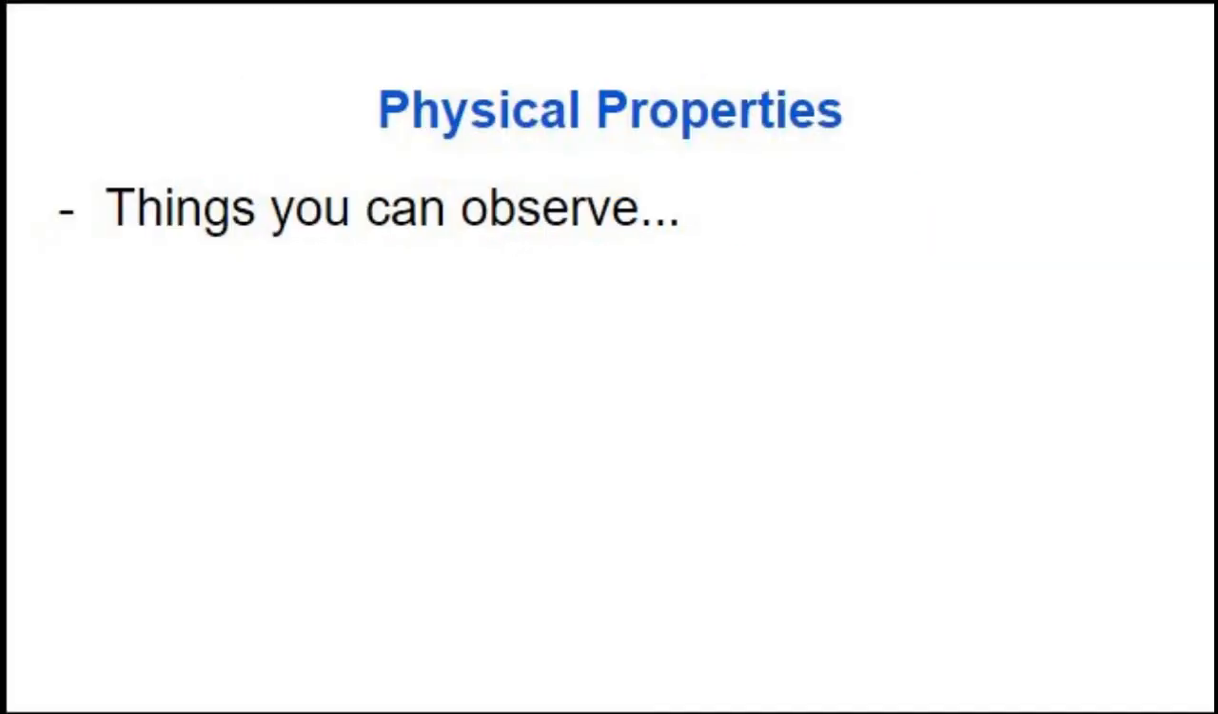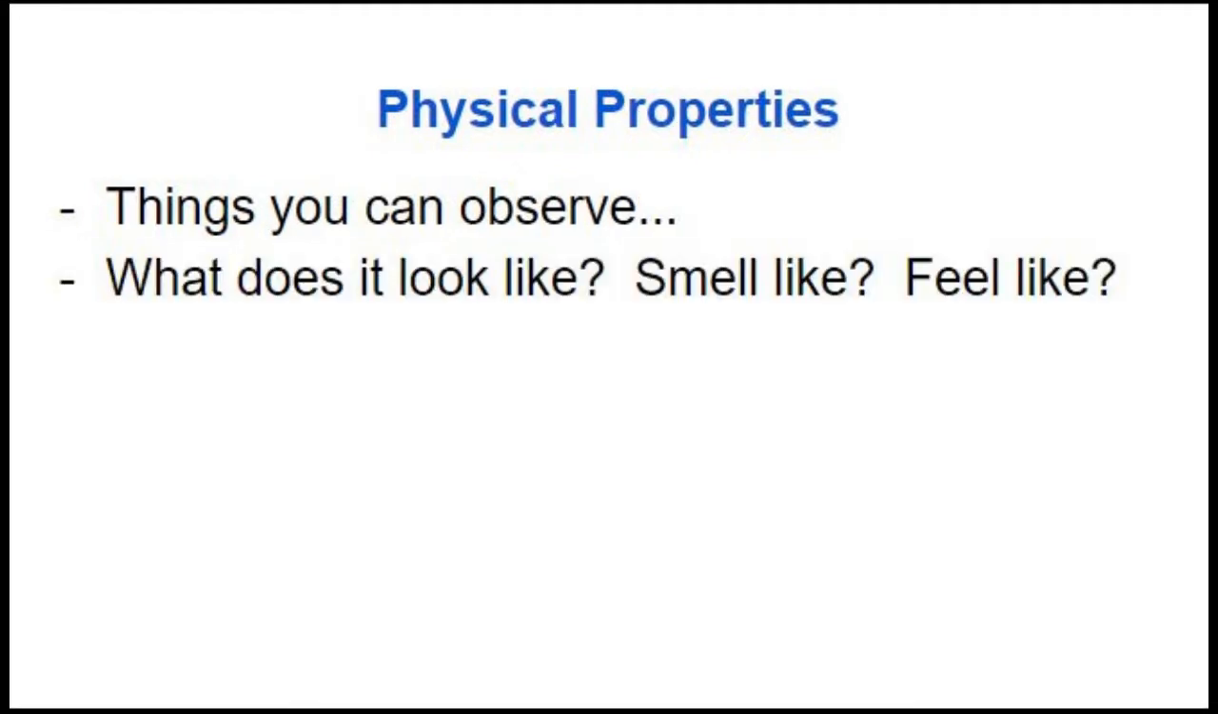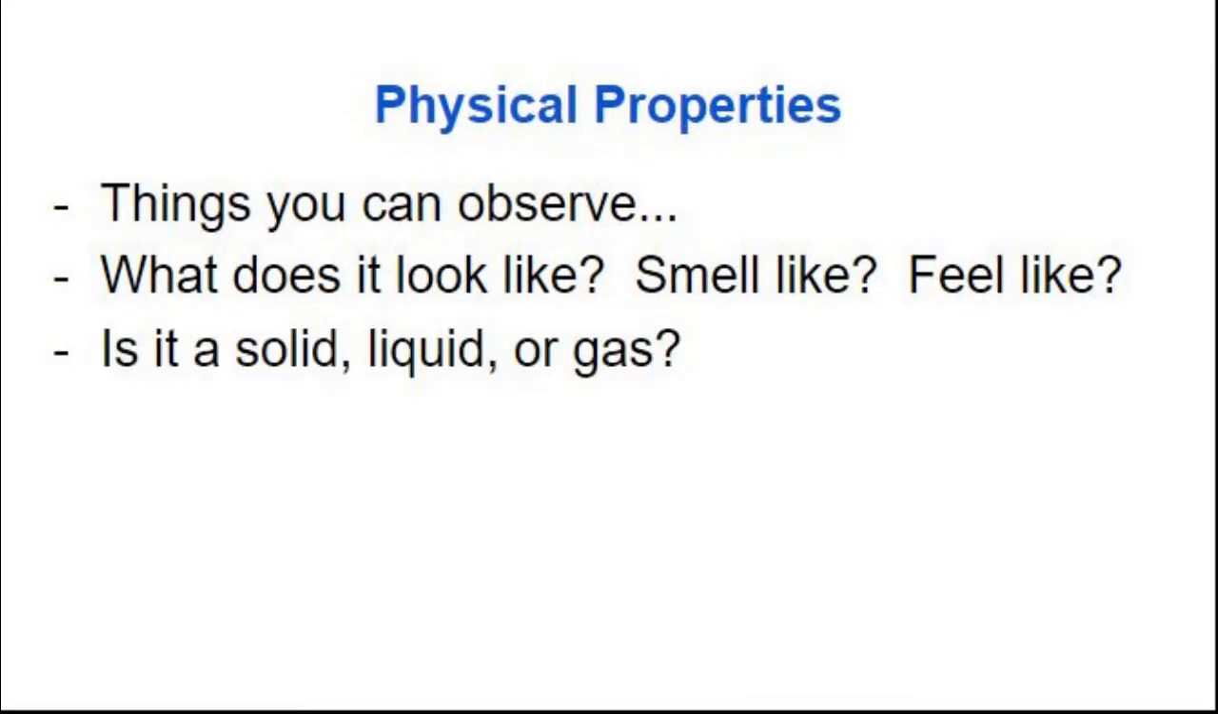Physical properties include all the things that you can observe. It includes all the different ways that you can use your senses. What does it look like? What does it smell like? What does it feel like? And then, of course, in the science room, we never taste things, so we're not going to see what it tastes like. Physical properties also include describing whether something is a solid or a liquid or a gas, describing its phase of matter, solid, liquid, or gas.